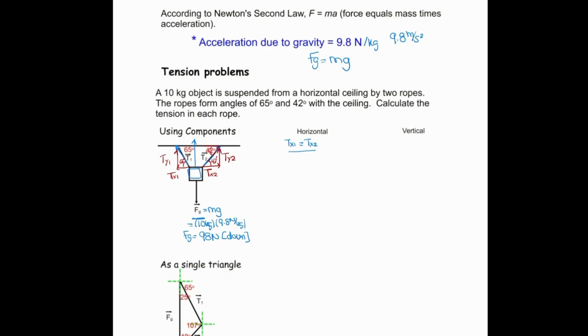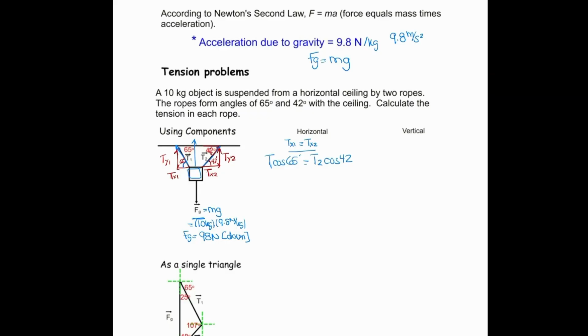So now, the tension TX1 is equal to the total tension T1 times the cosine of the angle being made here, 65 degrees. That's going to be equal to TX2, my tension in the x direction from rope number 2, which is equal to the total tension T2 times the cosine of 42 degrees. So now I don't know either T1 or T2.